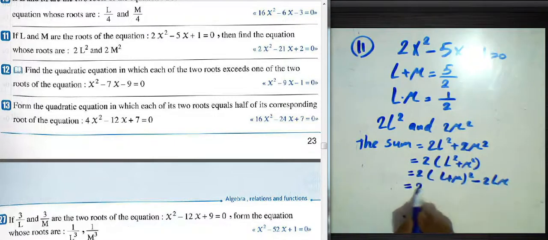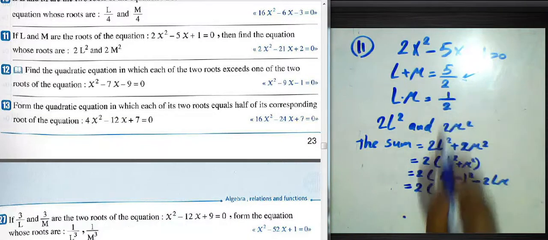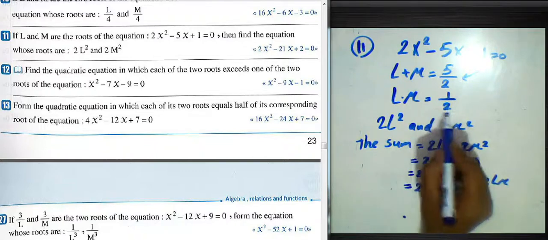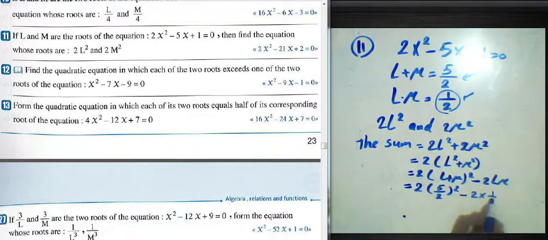So we can write 2 multiplied by (α + β)², and we know the result will be 5/2, so (5/2)², minus 2 multiplied by αβ, which equals 1/2. We can simplify it: 2 multiplied by 25/4 minus 1, because we can cancel 2 and 2, 2 divided by 2 equals 1, and 4 divided by 2 equals 2. So the result will be 25/2 minus 1.